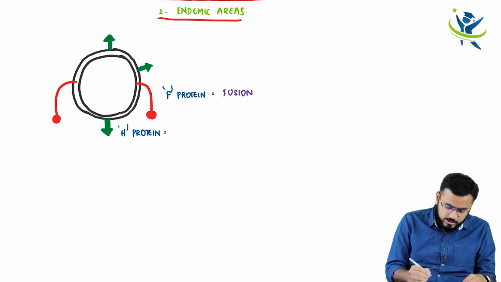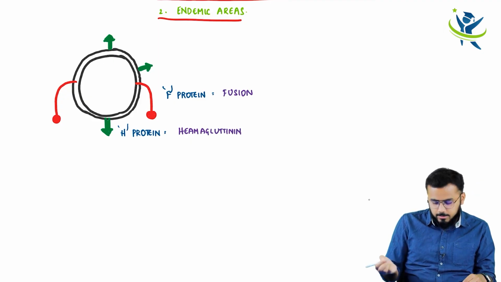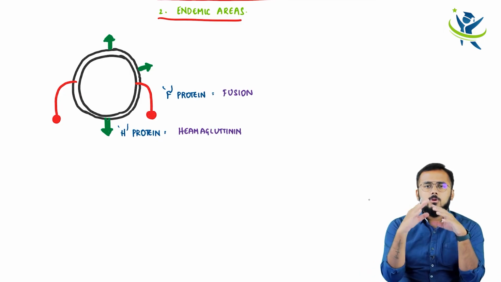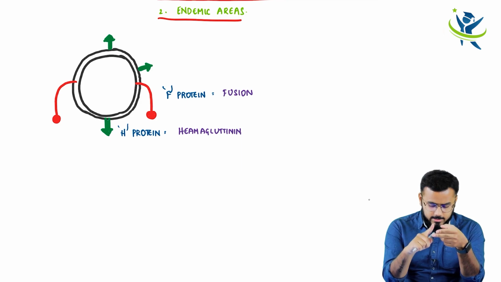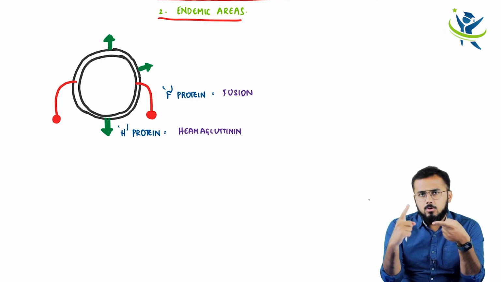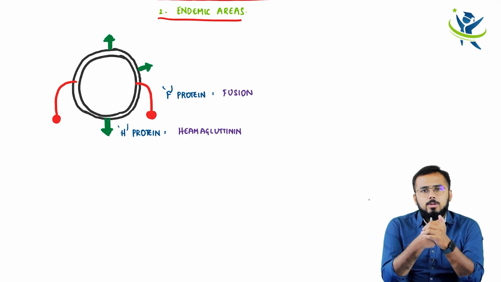Okay, so what will be the function? This is also called hemagglutinin protein. So if you look at the surface of this measles virus, you're going to find two important particles. One is called the F protein, or fusion protein. Another one is called the H protein, or hemagglutinin protein.